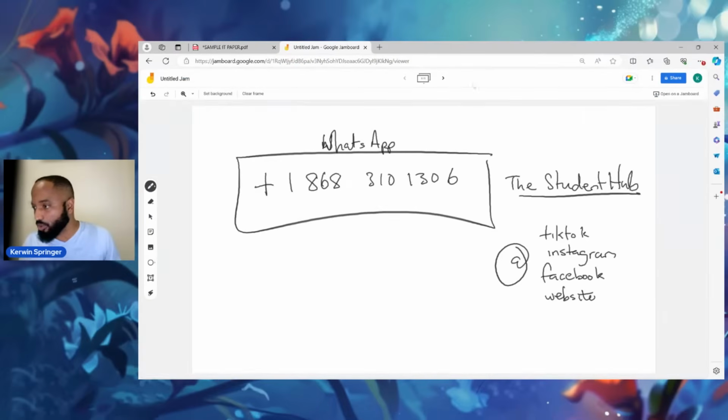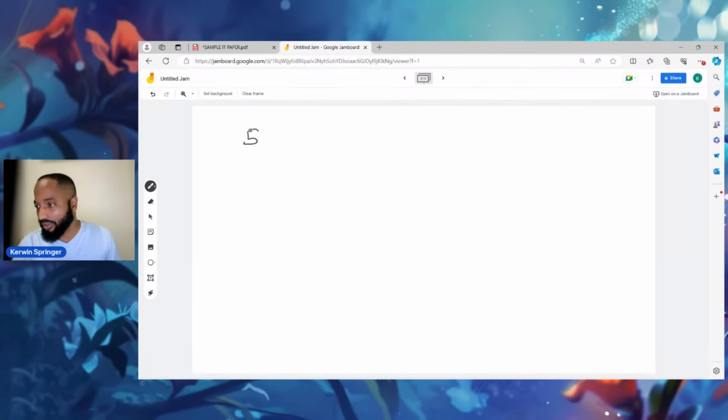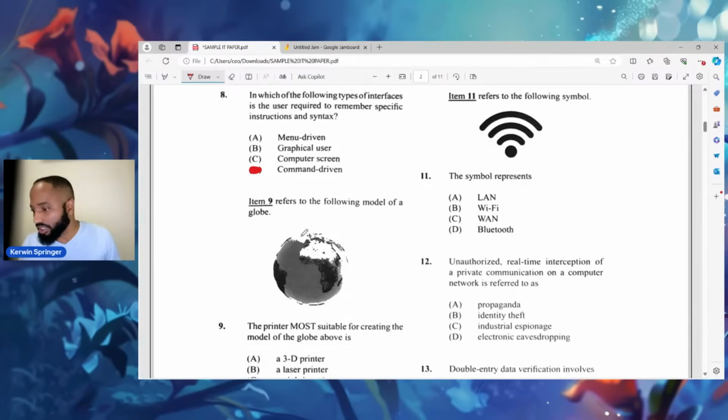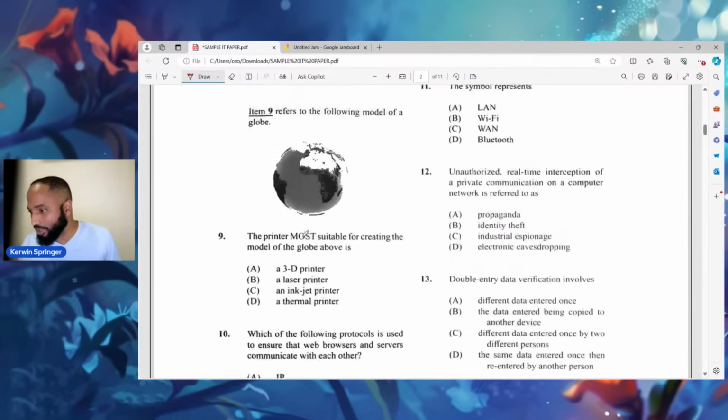Let me make notes of the most troublesome questions. Number 5 as I see, 18. Which of the following types of interfaces is the user required to remember specific instruction and syntax? Menu-driven, graphical, computer, command-driven. I don't know how to use commands if you're using a command-driven interface. You don't really need to know anything to use anything else. To make this, what are you going to need?